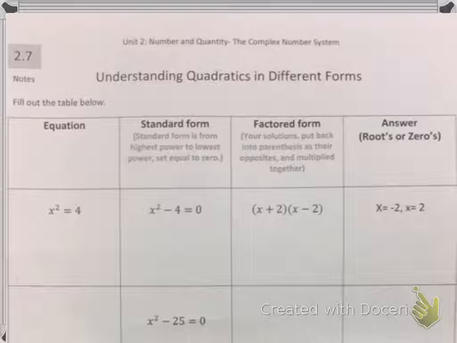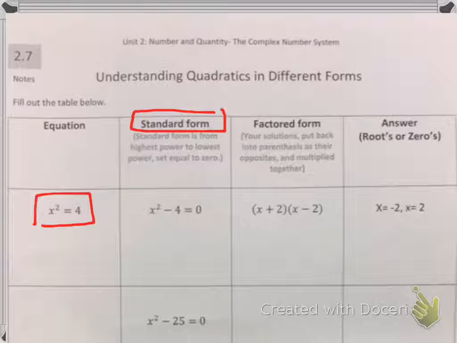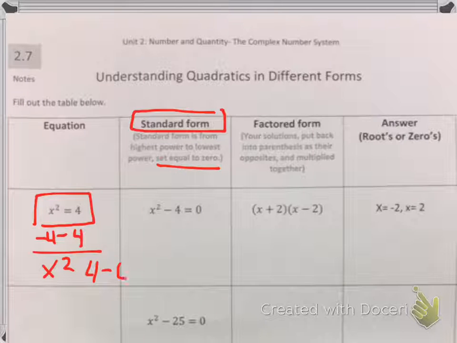When we have an equation, it can be written in the form x squared equals the number when we're talking about quadratics. But if we wanted to write our equation in standard form, that's when we write our equation from highest power to lowest power and we set it equal to 0. So in order to do that from this equation, I would have to subtract 4 over to the other side to get x squared minus 4 equals 0. So that's what I did over here to get to this point.